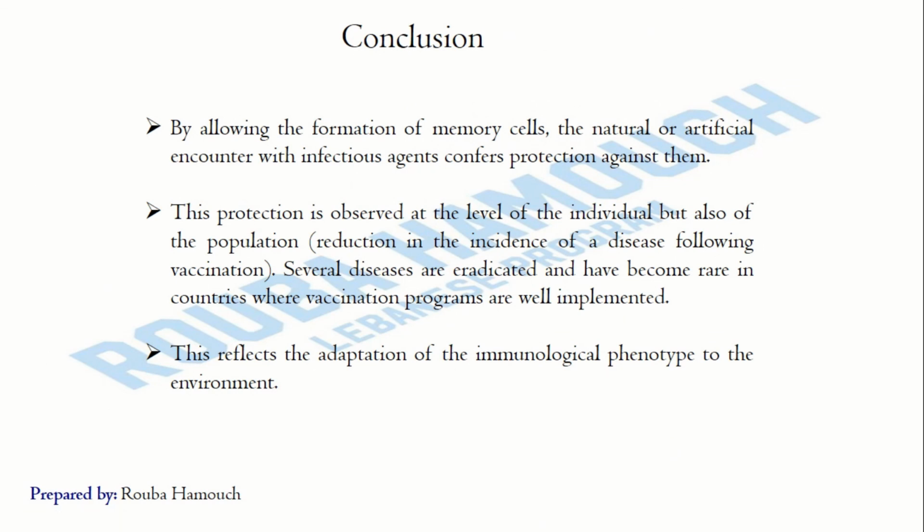To conclude, by allowing the formation of memory cells, the natural or artificial encounter, vaccination, with infectious agents confers protection against them. And this protection is observed at the level of the individual and at the level of the whole population. It is observed at the level of the reduction in the incidence of a disease following vaccination. Several diseases are eradicated and have become rare in countries where vaccination programs are well implemented. This reflects the adaptation of the immunological phenotype to the environment.